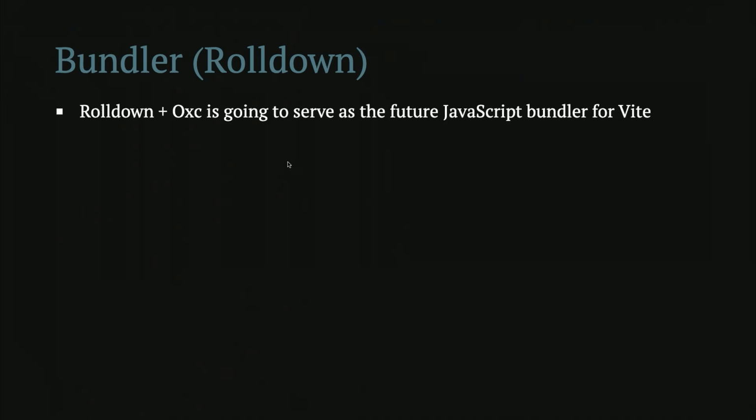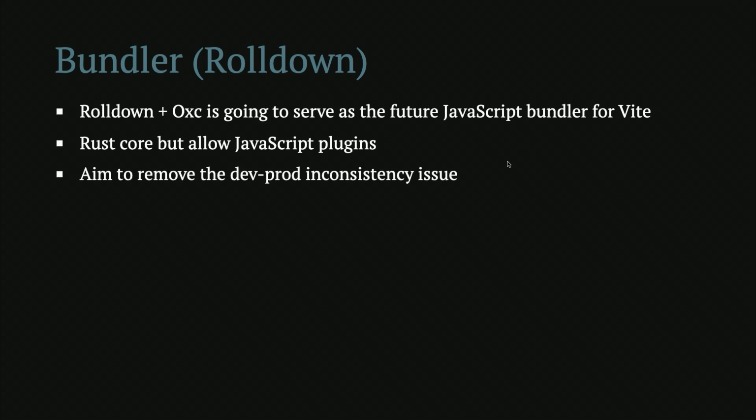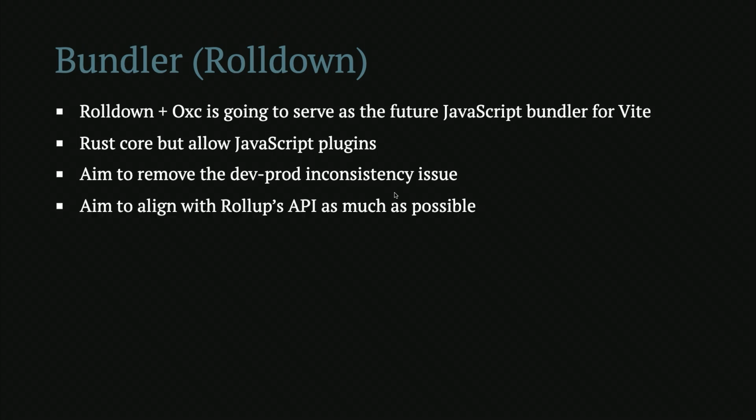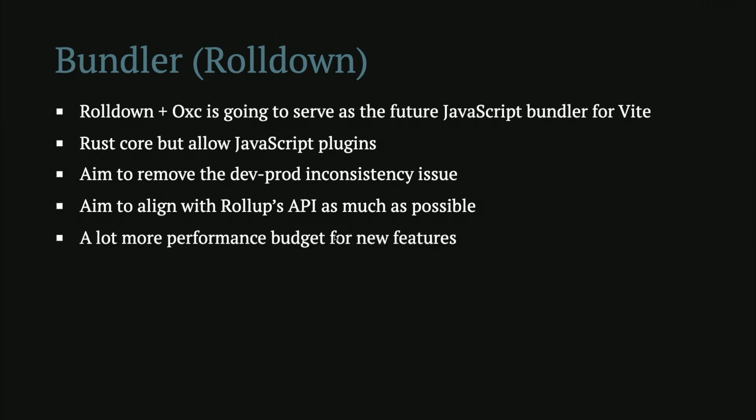So now to Rolldown. Rolldown is going to serve as the future JavaScript bundler for Vite. And it has a Rust core, but we are also going to allow JavaScript plugins. And we are going to remove the dev-prod inconsistency issue. So Rollup and esbuild, we remove them and replace them with a single unified compiler pass. And we try to align with Rollup's API as much as possible. And since it's going to be fast, the bundler will have more features in the future that other bundlers will not be able to implement.